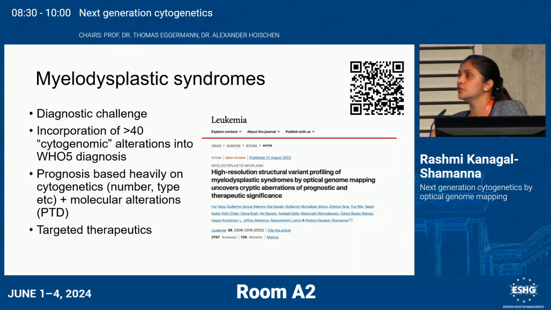We did this on MDS just because it's a research interest to me. This is a particularly difficult cancer to diagnose because it's a diagnosis of exclusion. You need a minimum of 40 different tests for cytogenetic alterations in order to apply the WHO criteria. For prognostication, we need complete karyotyping information, the number, the type, et cetera, in addition to the molecular data. And many MDS cases are now being treated using targeted therapy, like for TP53, et cetera.